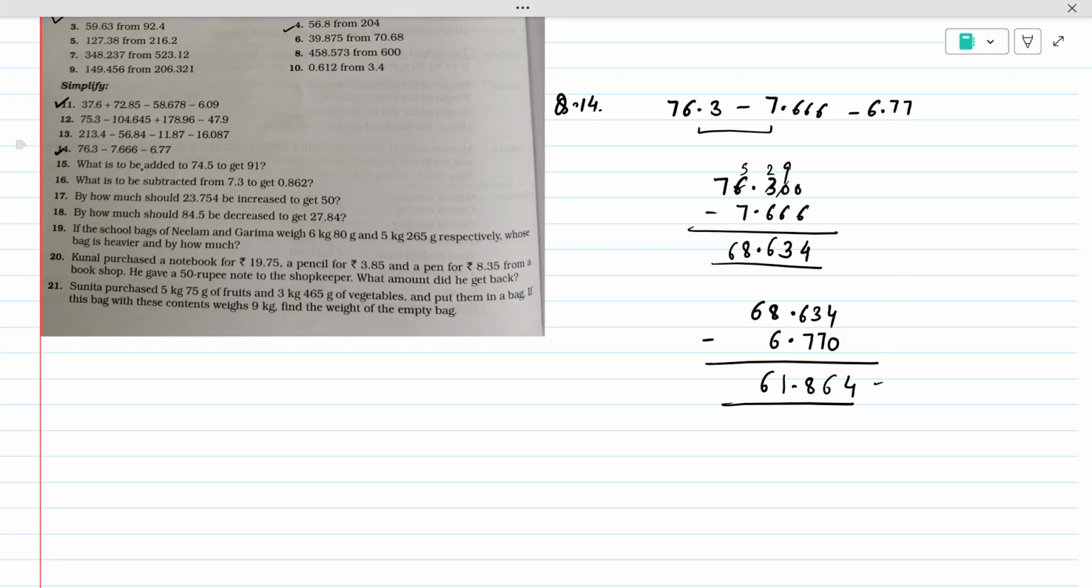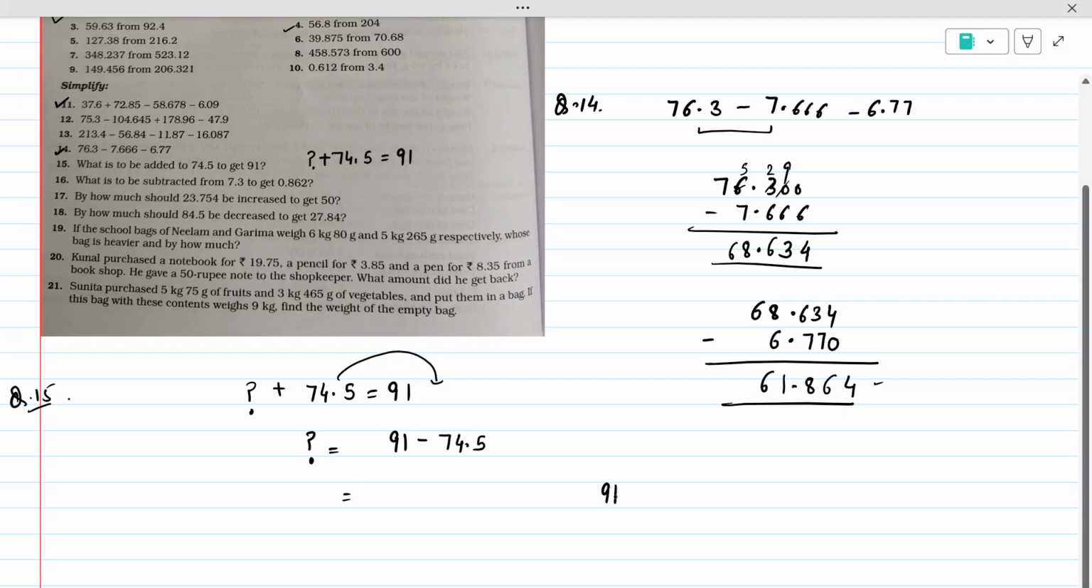Okay, then what should be added to 74.5 so that we get 91? This is our question number 15, which says what should we add to 74.5 so that we get 91. In order to see what this number is, we are going to move this number to the right hand side. When it moves to the right hand side, this will become negative. So to find this number, subtract these two.